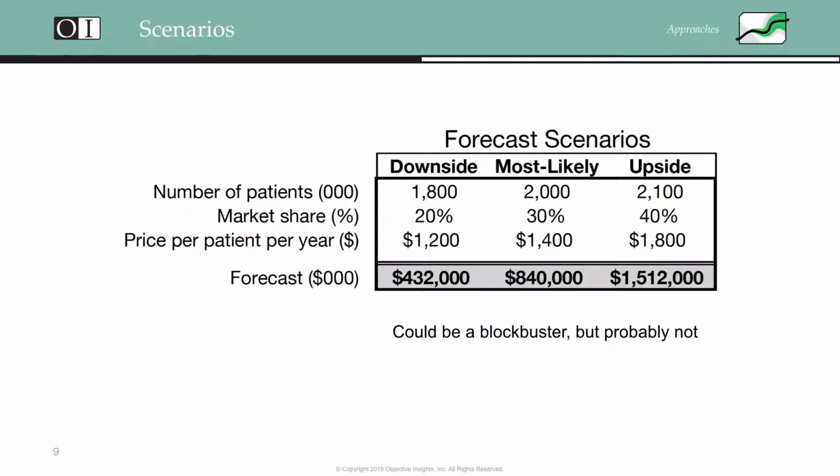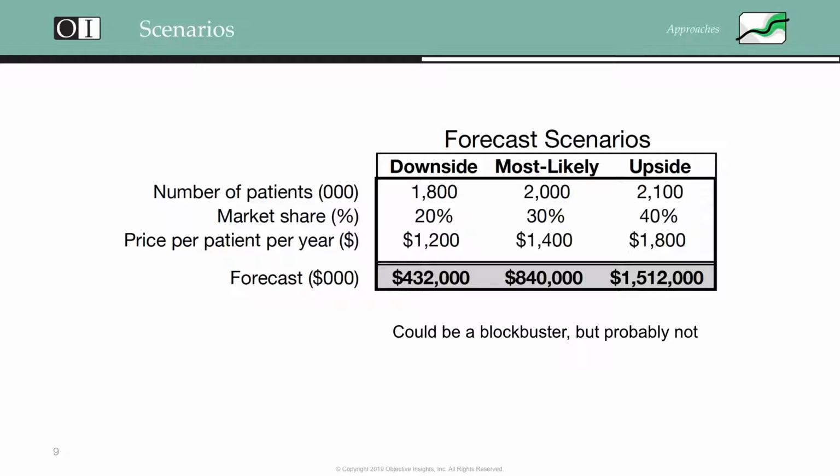So now we try our third approach, which is forecast scenarios. So we reason that there's a downside case, most likely, and an upside case. And so for each one of these cases, we put in a different number for each variable. So for example, with patients, we put in 1.8 million for the downside case, 2 million for the most likely case, and 2.1 million for the upside case. And we do the same with market share and price per patient per year.